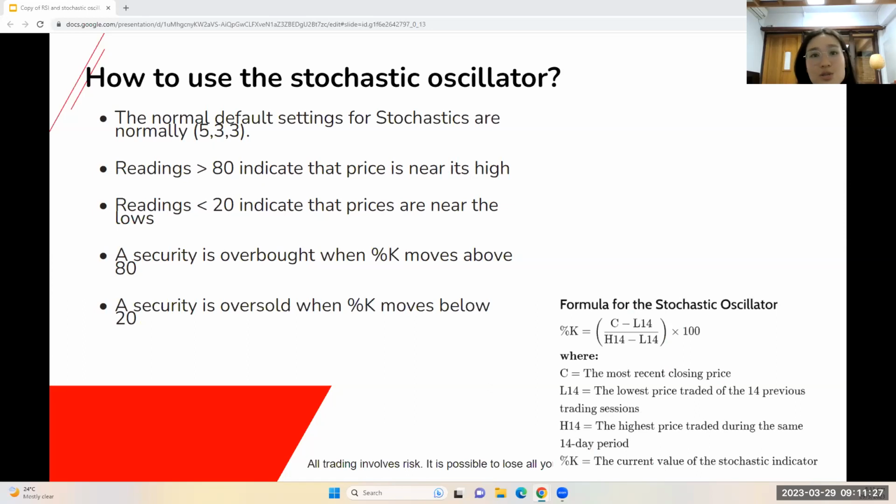Okay, so how do you use the stochastic oscillator? We'll just briefly go through this. Traders use the stochastic oscillator to identify potential buy and sell signals as well. When the percentage K crosses above the D line, it's considered a buy signal. And when the K crosses below D, it's considered a sell signal. They also look for divergences, which we'll be looking at in a couple more slides.